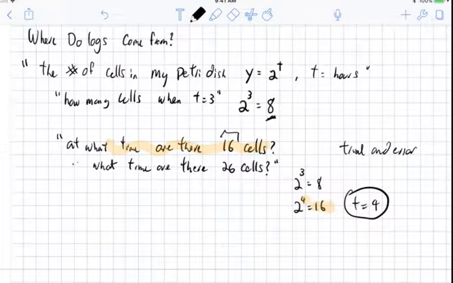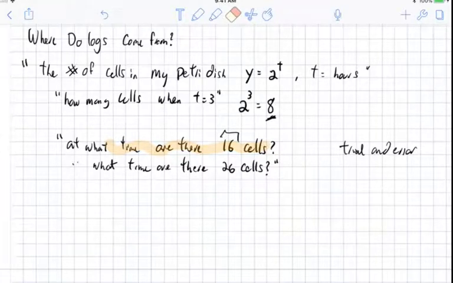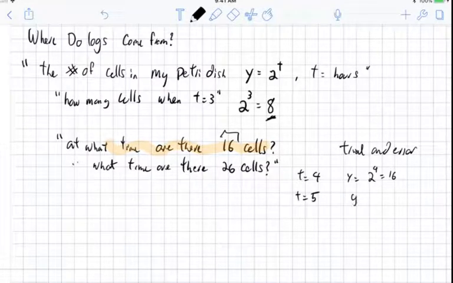How do we trial and error the second question? At what time are there 26 cells? So what you do is you go, well, I don't know. How about t is equal to 4, so y then is equal to 2 to the 4, so that's 16. What about t is equal to 5? 2 to the 5, so that's 32.